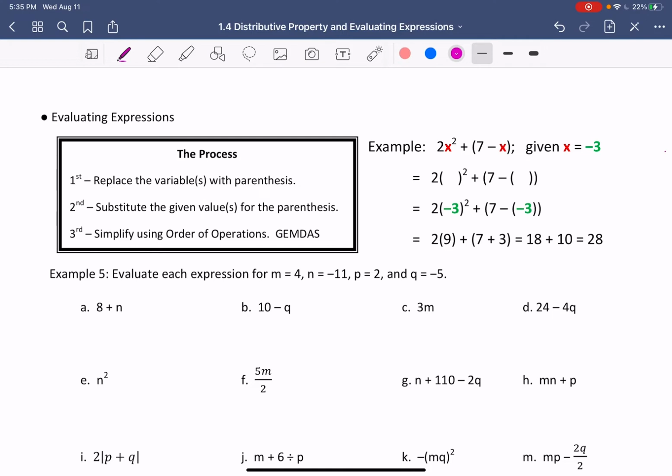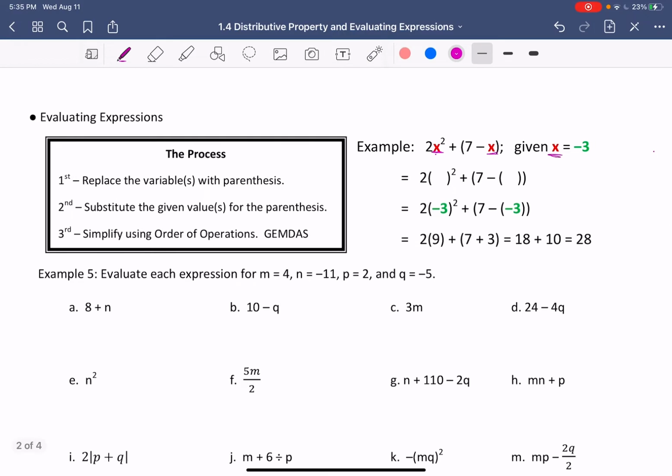I'll go ahead and show you over here. Notice they've got those x's highlighted, written in red. They have now changed that x, that variable, out for parentheses, because we know we're going to be plugging something in. Back over here to our second rule, substitute the given values for the parentheses. Our given value was x equals negative 3. We plug in negative 3 wherever we've put our parentheses, and then we'll use our order of operations to solve it. Remember GEMDAS instead of PEMDAS, because we want groups, not just parentheses.